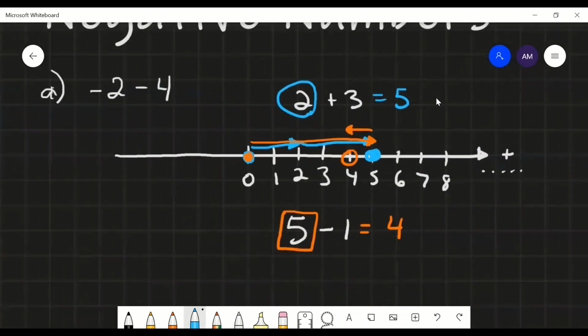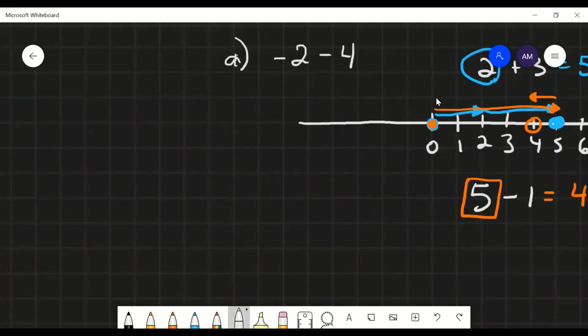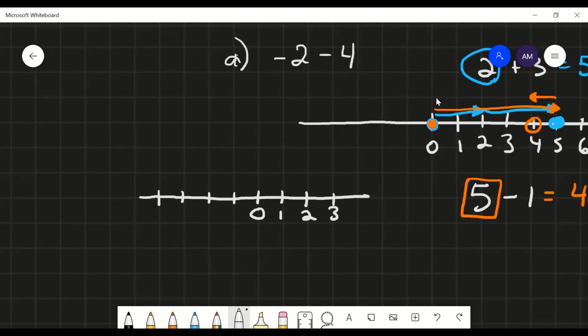Let's try our example here. So negative 2 minus 4. So this one will be very negative, I suppose. Let's say 0 is here. So if we start going in the positive direction, we'd get 1, 2, 3, 4, and this would keep going. But on the left side, we would get negative 1, negative 2, negative 3, negative 4, negative 5, negative 6, negative 7, and this keeps going.